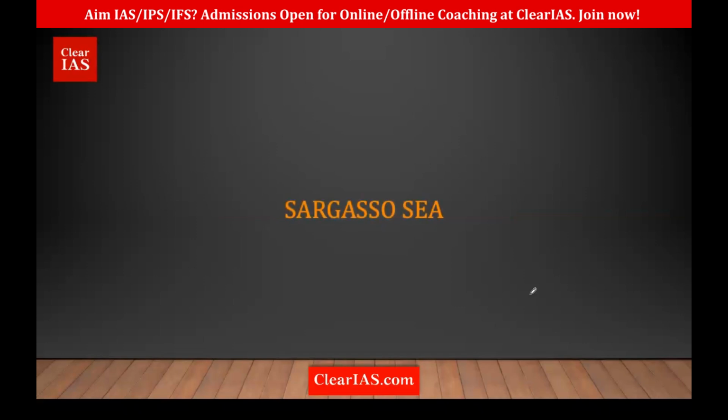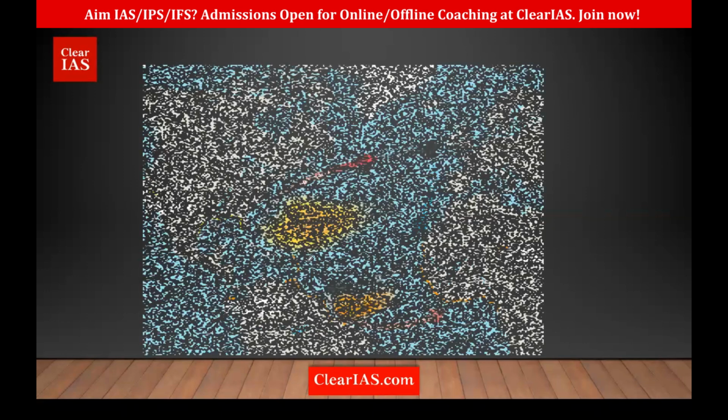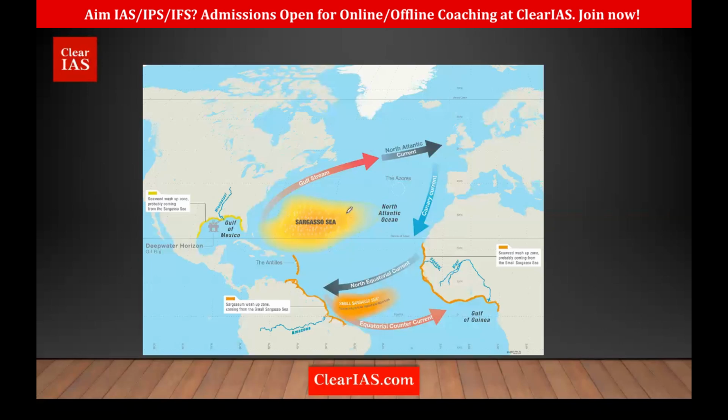So if you're talking about the west of the Atlantic Ocean, two things we must remember are the Sargasso Sea and the Gulf of Mexico. So this is the Sargasso Sea. Okay. Sargasso Sea is actually here, you can see the Gulf of Mexico. Then this is the Atlantic Ocean. So the Sargasso Sea is actually on the what? West side of the Atlantic Ocean.